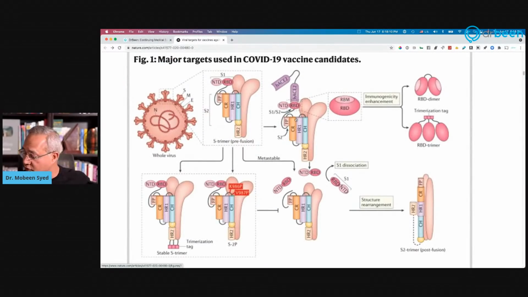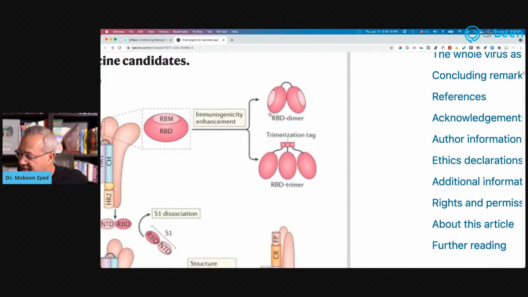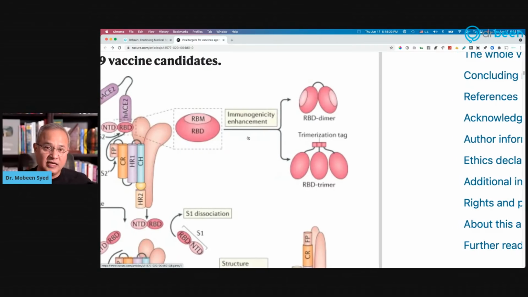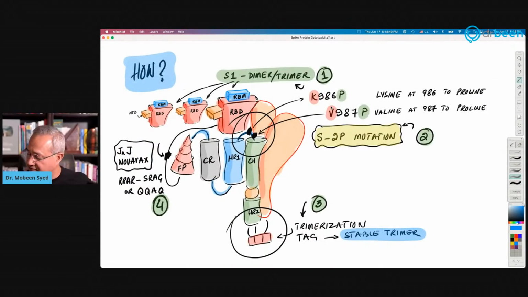And let me quickly show you. If you see here, this is the receptor binding domain dimer, and this is the receptor binding domain trimer. And if you read here, immunogenicity enhancement, that we want the immune system to attack the receptor binding domain. By showing multiple receptor binding domains on the spike protein, we increase the chance for the immune system to bind with them. So that is one change that can be done. This is one.